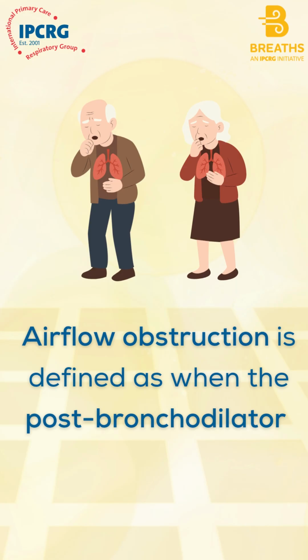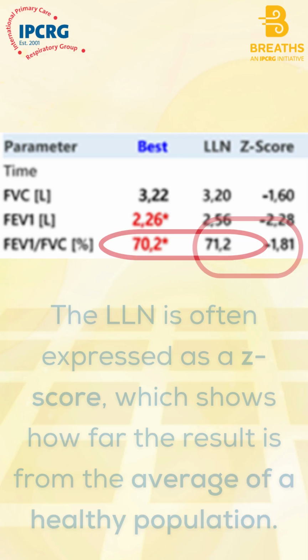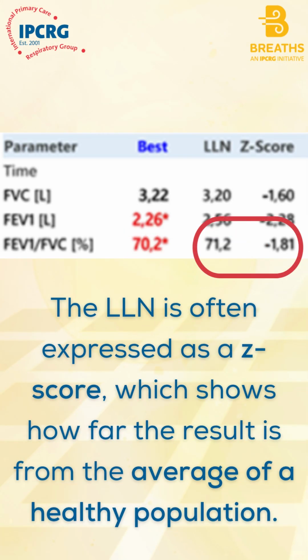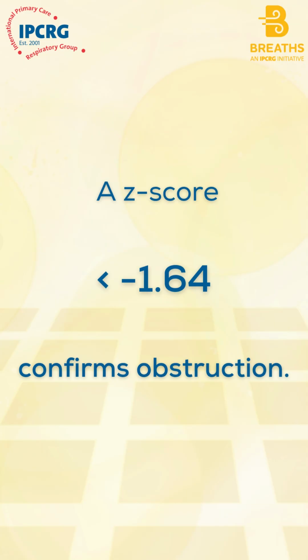Airflow obstruction is defined when the post-bronchodilator FEV₁/FVC ratio falls below the lower limit of normal. The LLN is often expressed as a Z-score, which shows how far the result is from the average of a healthy population. A Z-score less than -1.64 confirms obstruction.